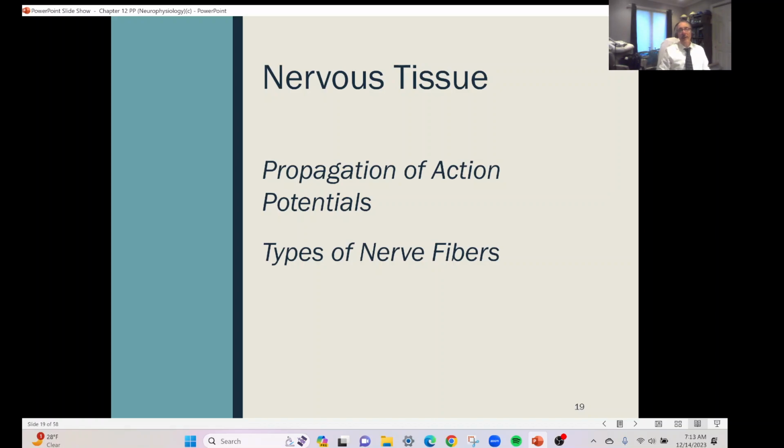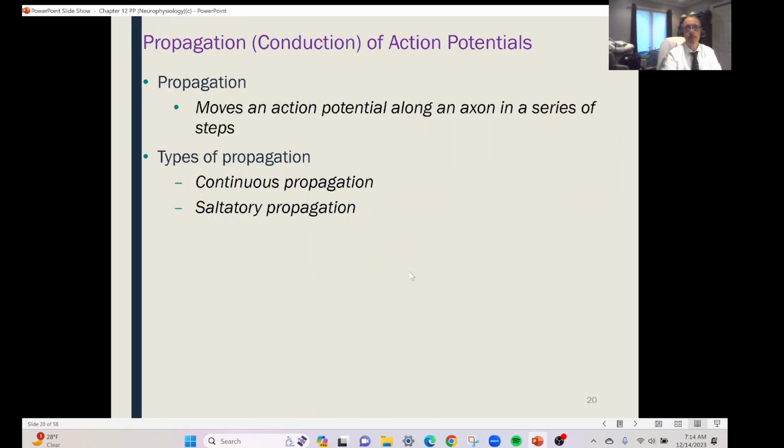There's actually three different types. They're not all the same. So this is what we're calling the types of nerve fibers. Remember from a previous lesson that an axon is just another name for a nerve fiber, or a nerve fiber is another name for an axon.